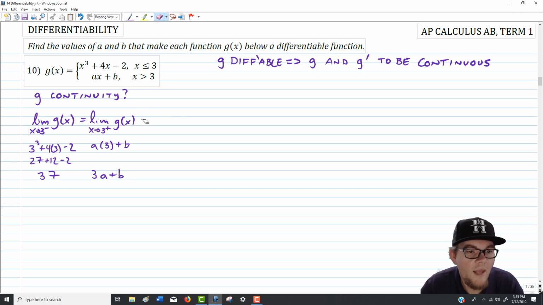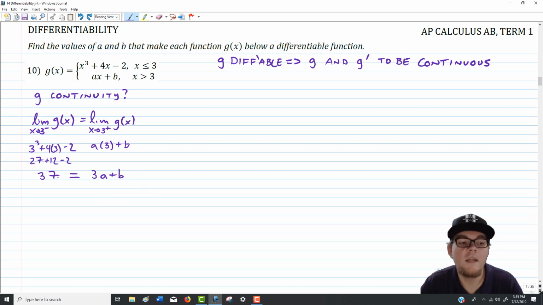Keep in mind, now that we have the stuff ready, what we need to be true is we need these 2 things to be equivalent. So in a sense, we've found our first equation. We need 3a plus b to be equal to 37. Otherwise, it's impossible for this function to be differentiable because the function would be non-continuous. So there's our first move. We found our first piece. I'll even put a little star here just to remind ourselves where we were.